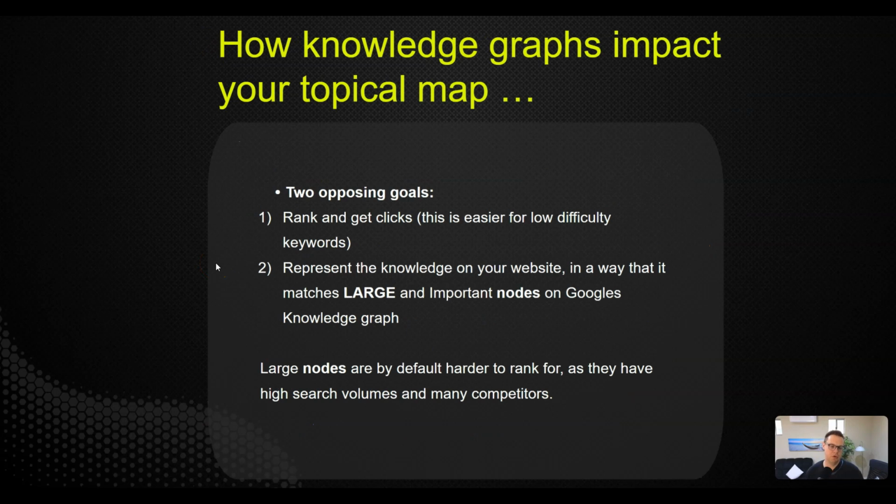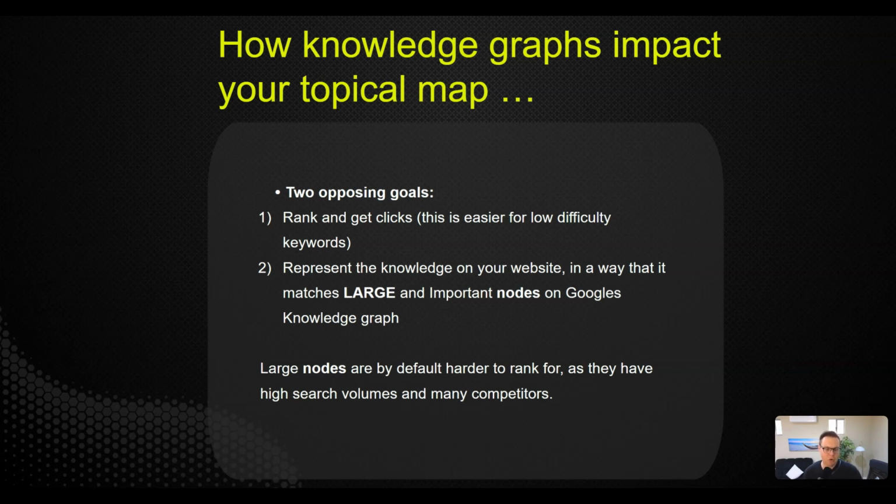So now, how do knowledge graphs really impact your topical map? We've got two opposing goals here. On the one hand, you want to rank and get clicks, which is usually easier for low difficulty keywords. And on the other hand, you want to represent knowledge on your website that matches Google's knowledge graph, meaning if Google has a node on their knowledge graph, and that's very important, and that's within the topic that you are covering, so that's something that relates to your business, then you need to cover that as well. And that's where the problem arises, where a lot of SEOs feel uncomfortable writing about topics where they don't know that they can rank for it. And that's why they just shy away from that topic altogether.